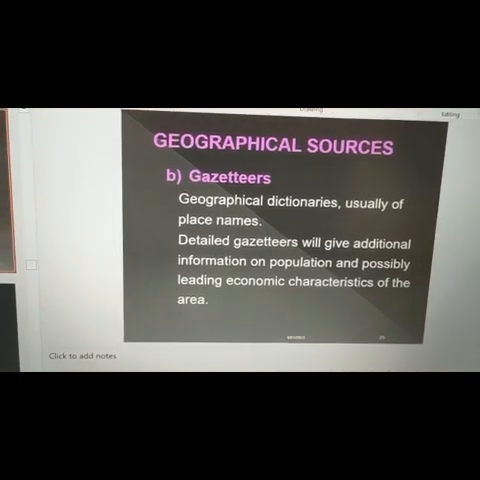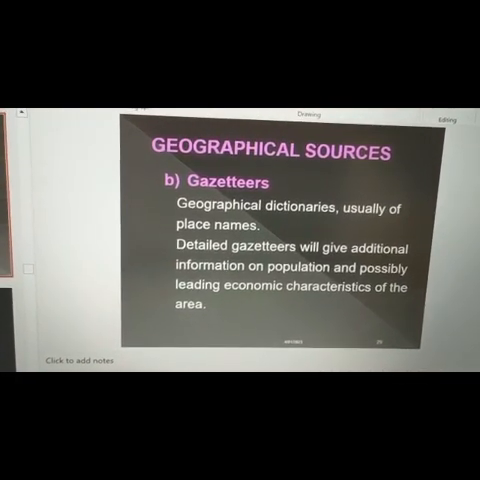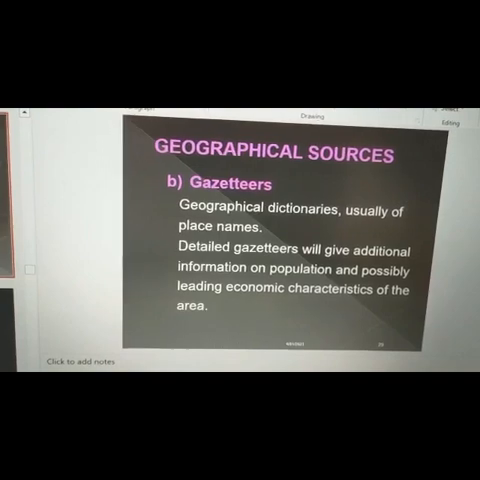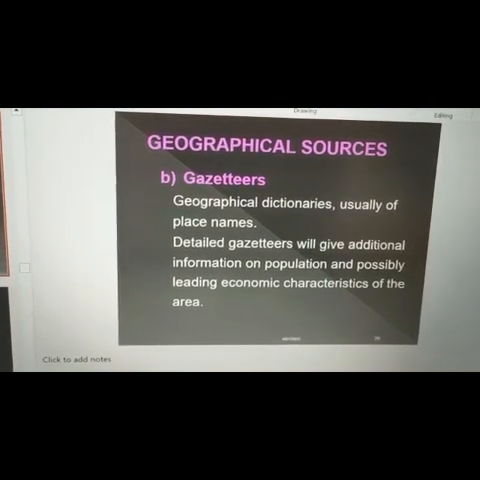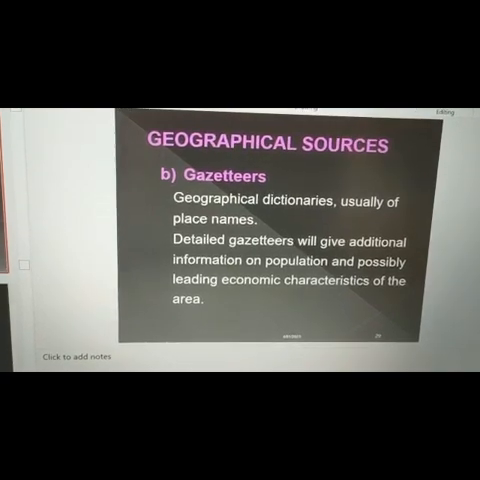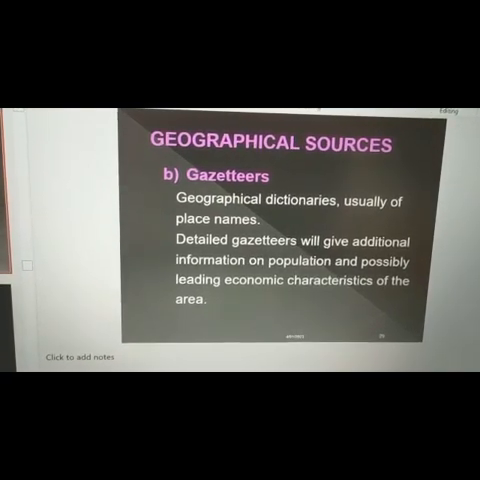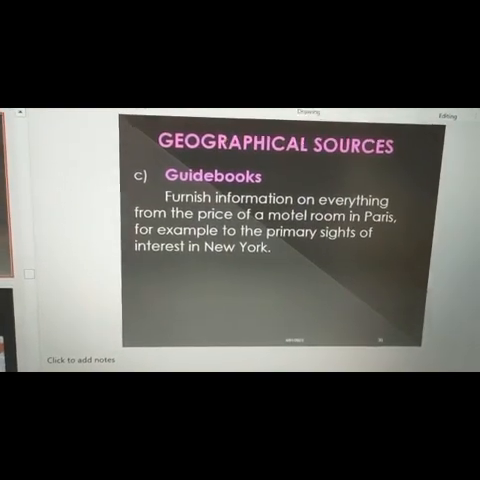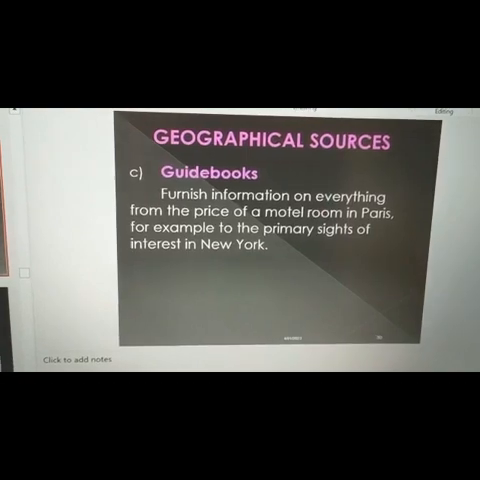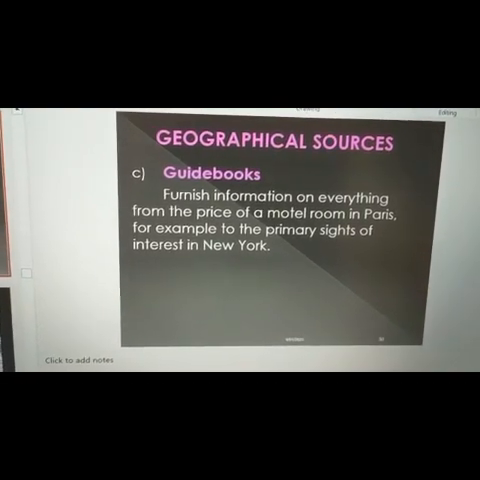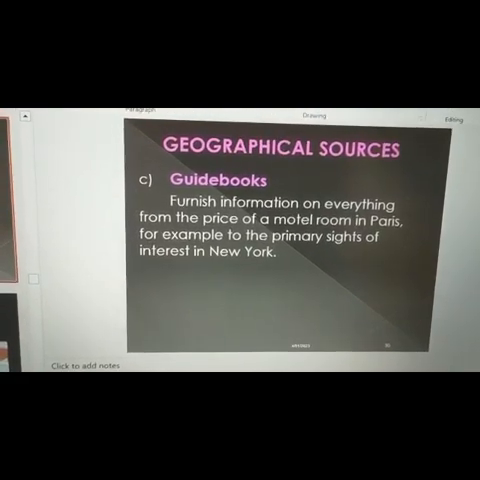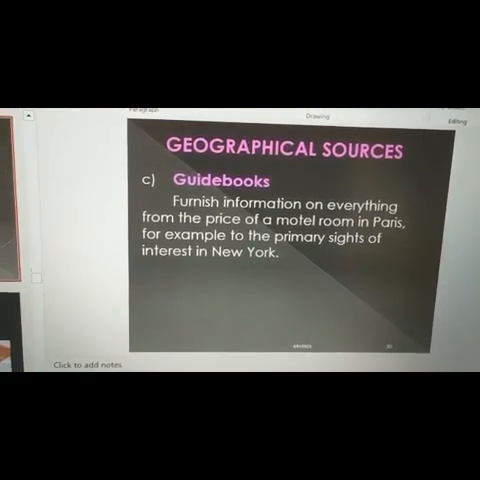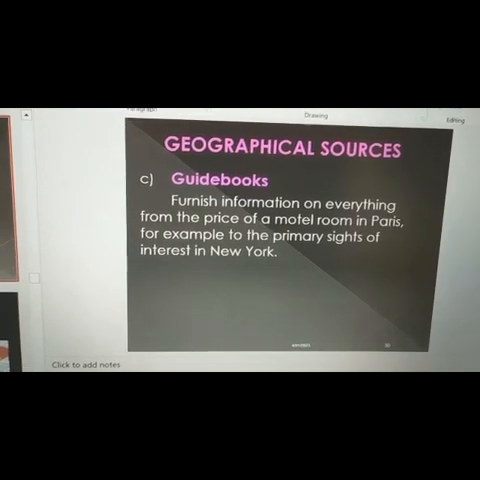Second, gazetteer. Geographical dictionaries, usually of place names. A detailed gazetteer will give additional information on population and possibly the leading economic characteristics of the area. The last one is guidebooks. They furnish information on everything from the price of a motel room in Paris, for example, to the primary sites of interest in New York.